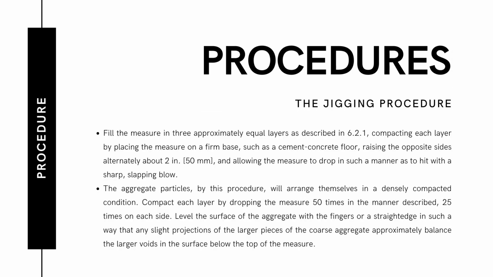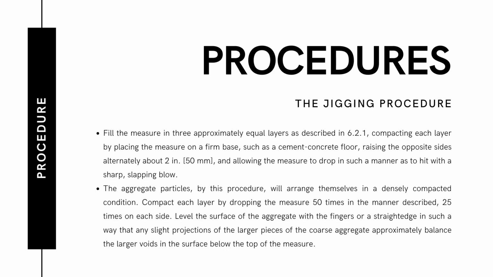Para naman sa pagpili kung anong procedure ang gagamitin, meron tayong dalawang condition, loose and compacted condition. Para sa loose condition, meron tayong shoveling procedure. Ginagamit lang yung shoveling procedure kapag ka-specified sa problem, kapag naka-indicate doon na gamitin natin is shoveling procedure. Para naman sa compacted, meron tayong dalawang procedure. Ito yung rodding and jigging procedure. Kapag rodding procedure, ginagamit lang ito kapag yung coarse aggregate natin is 37.5 mm or less. Pero kapag mas mataas siya sa 37.5 mm, doon na natin gagamitin ang jigging procedure.